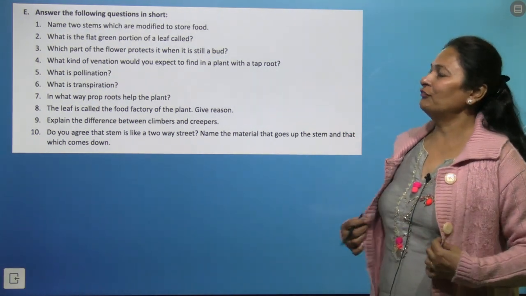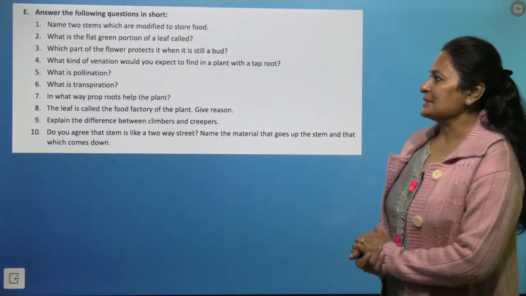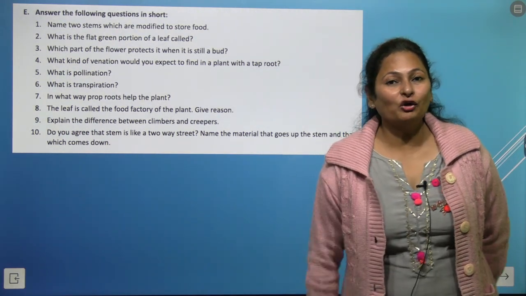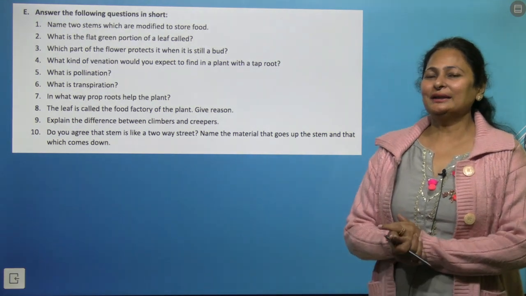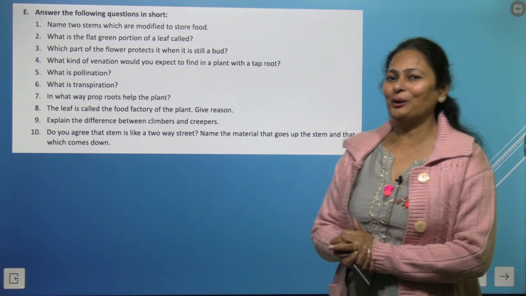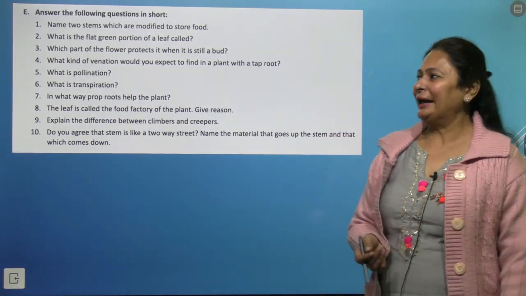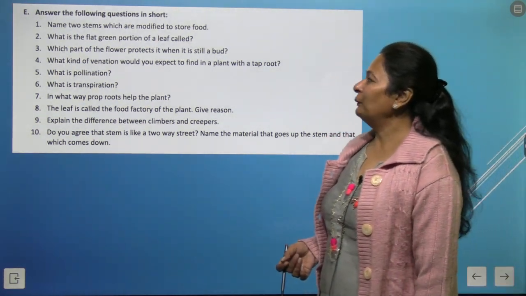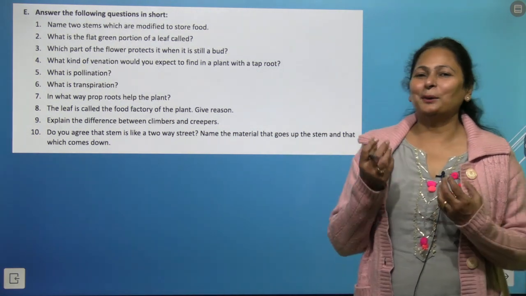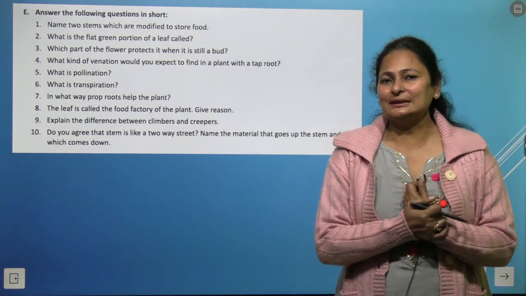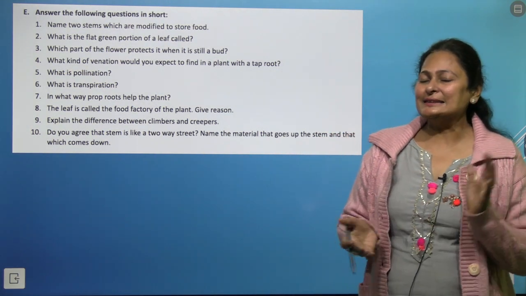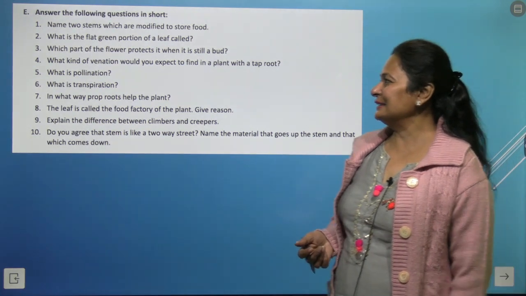These are modified stems. What is the flat green portion of a leaf called? Can you tell me, kids? Very good answers. It is leaf plate, or we call it lamina. Excellent. Now, which part of the flower protects it when it is still a bud? We have just discussed the structure of a flower. It is sepals. Excellent answers.